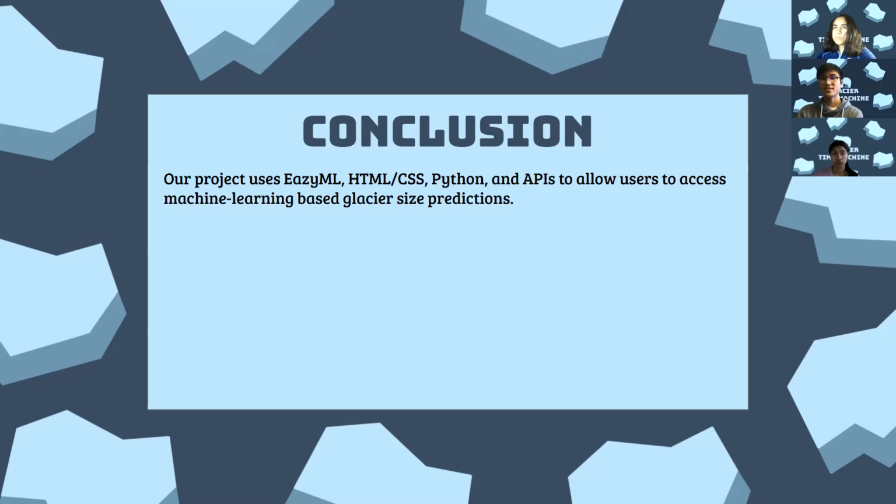Our project uses EasyML, HTML, CSS, Python, and APIs to allow users to access machine learning-based glacier size predictions, as well as info on climate change. Users need only input a date and can view glacier size predictions through graphics and informative text. Our website promotes users to take interest in environmental activism and be aware of their environmental impact. And despite backend coding, our user interface remains aesthetic and easy to use.